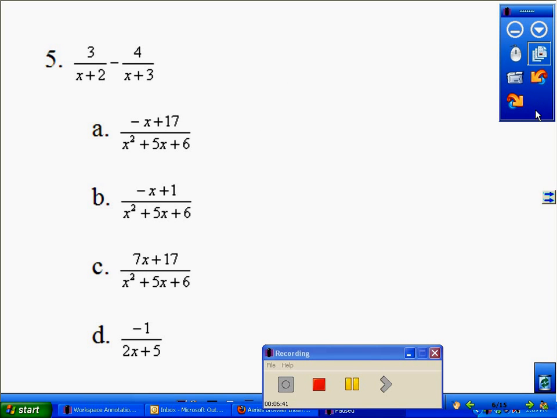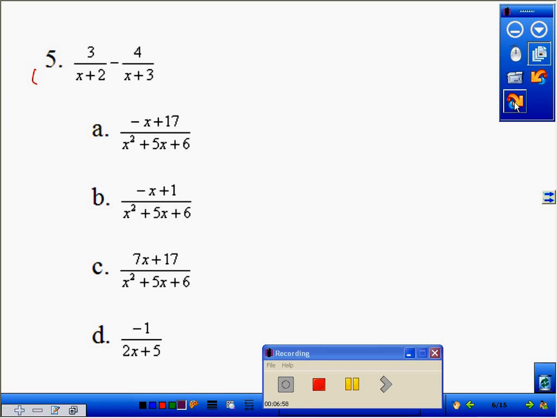For number 5, we have 3 over x plus 2 minus 4 over x plus 3. What do we need in order to add or subtract fractions? Common denominator. Between x plus 2 and x plus 3, it is x plus 2 times x plus 3. So on that left side, we need to multiply by x plus 3. And if we multiply the bottom by x plus 3, we have to multiply the top by x plus 3. Good. On the right, we have to multiply that one by x plus 2 over x plus 2.